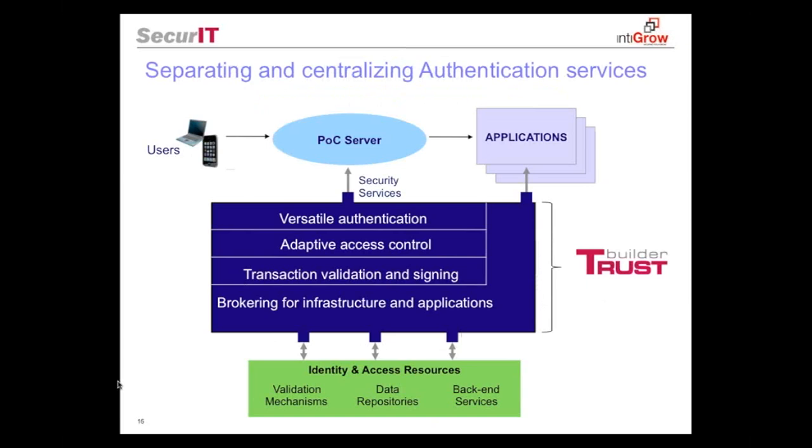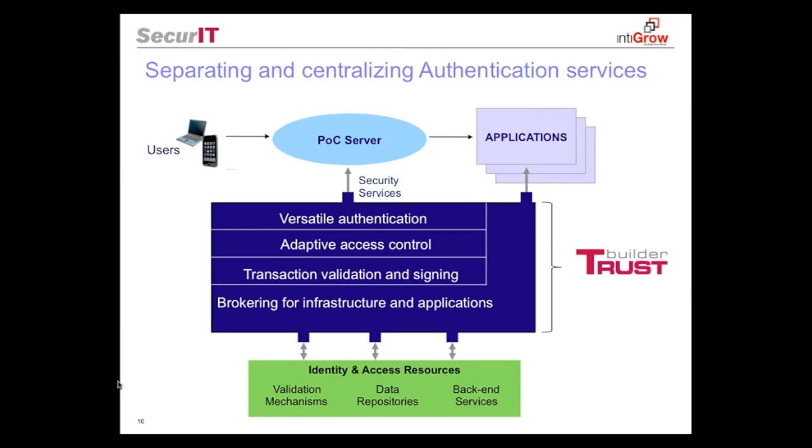This is a simple picture showing users on the left, accessing applications on the right. Typically, the web access management server or the point of contact server is sitting in the middle. And what we're talking about is basically offloading these security services that I'm talking about, versatile authentication, adaptive access control, and transaction validation signing, offloading them to Trust Builder. So Trust Builder now handles how to authenticate the user, how to create the credentials, send back information, perhaps even map identities, et cetera, back to the point of contact server.